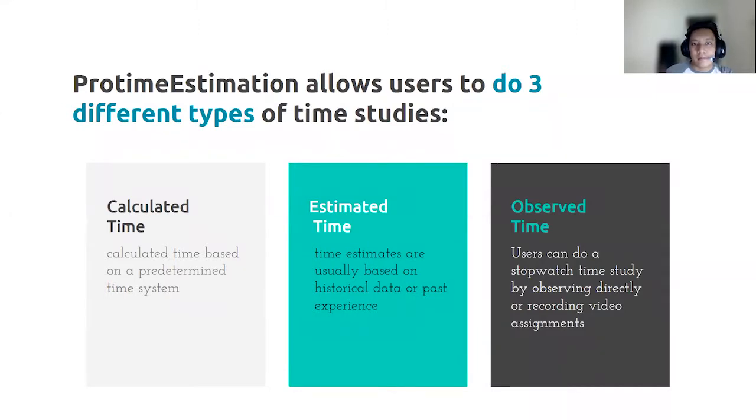ProTime estimation allows users to do three different types of time studies. The first one is calculated time, based on a predetermined time system. The second one is estimated time. Time estimates are usually based on historical data or past experience. And the last one is observed time. In this type, users can do a stopwatch time study by observing directly or recording video assignments.